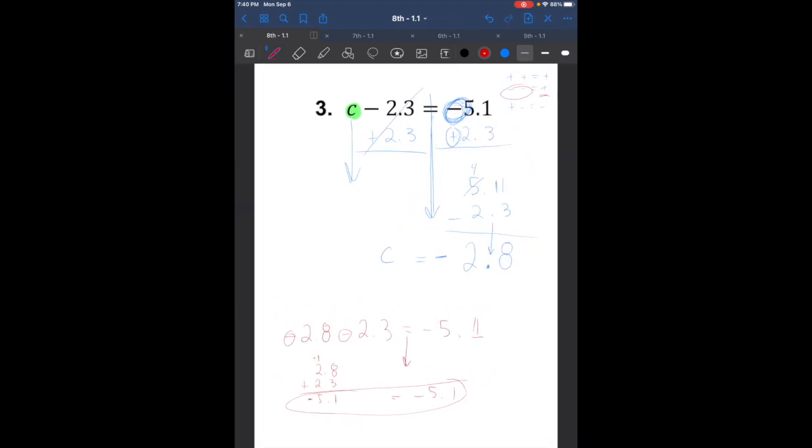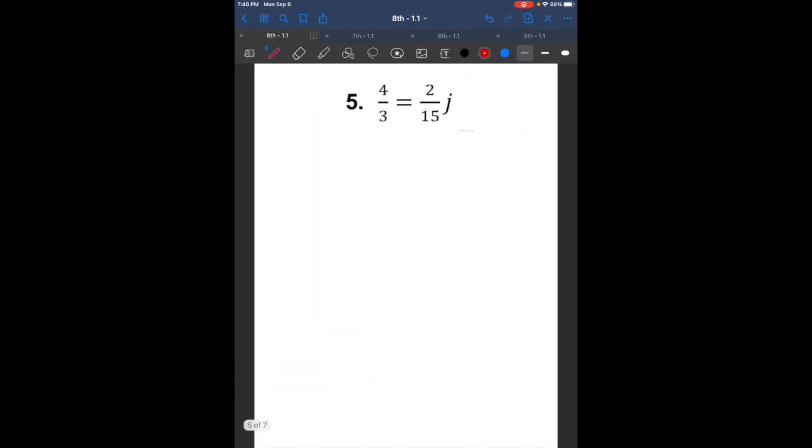Alright, let's try another one. This is question number 4. Again, please don't get scared with the fractions. Alright, so here we go. Let's draw our line again. And remember, we want to do the opposite. So looking at this, we want to get the variable by itself. So the variable is the letter J.